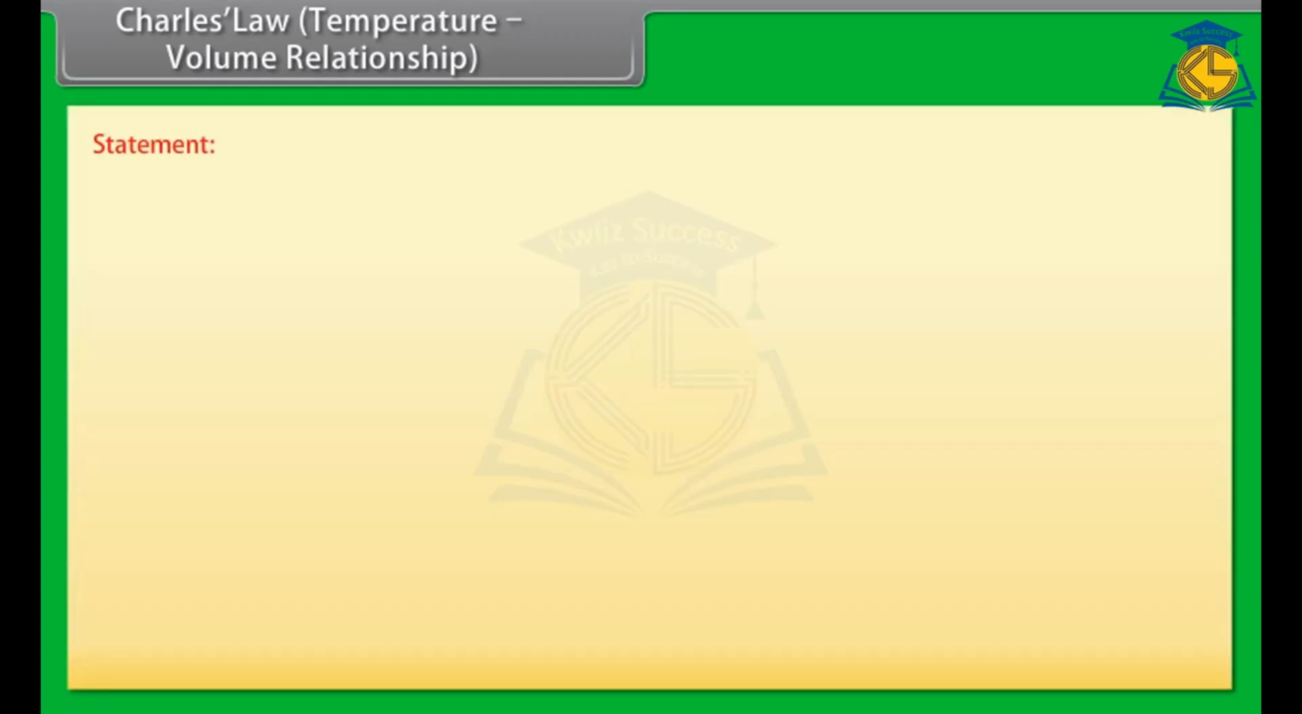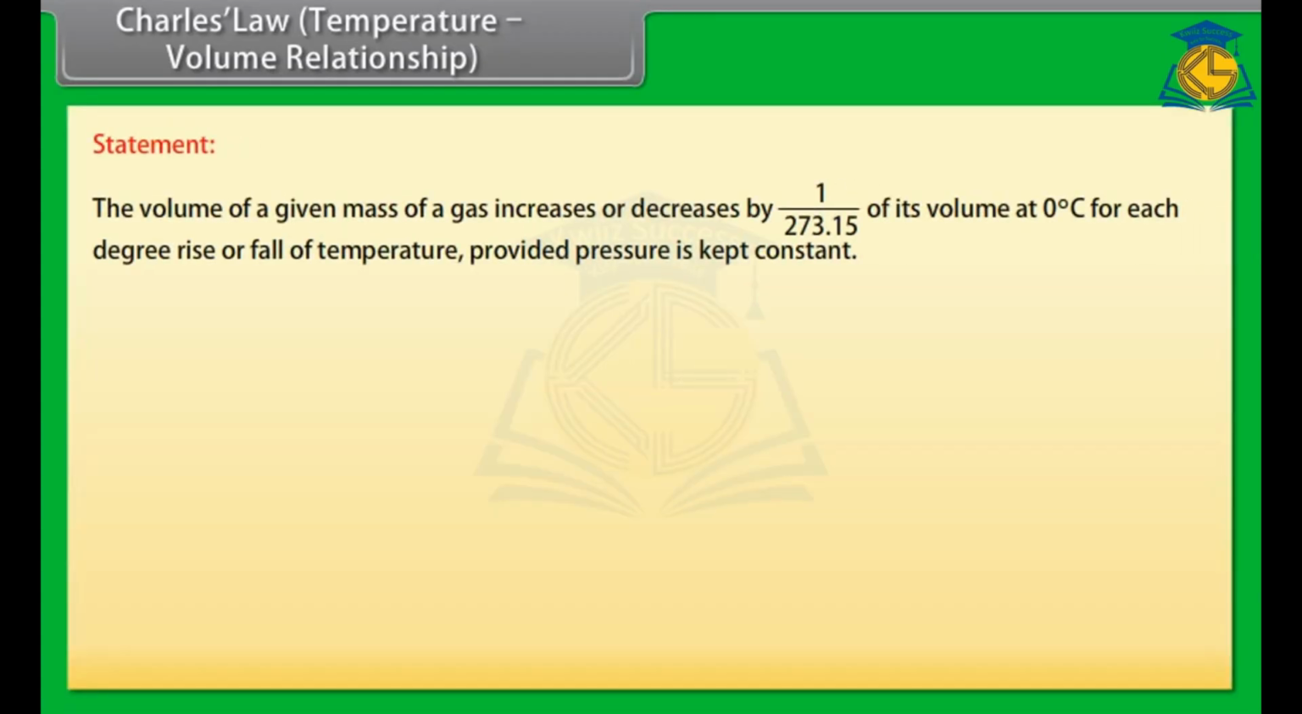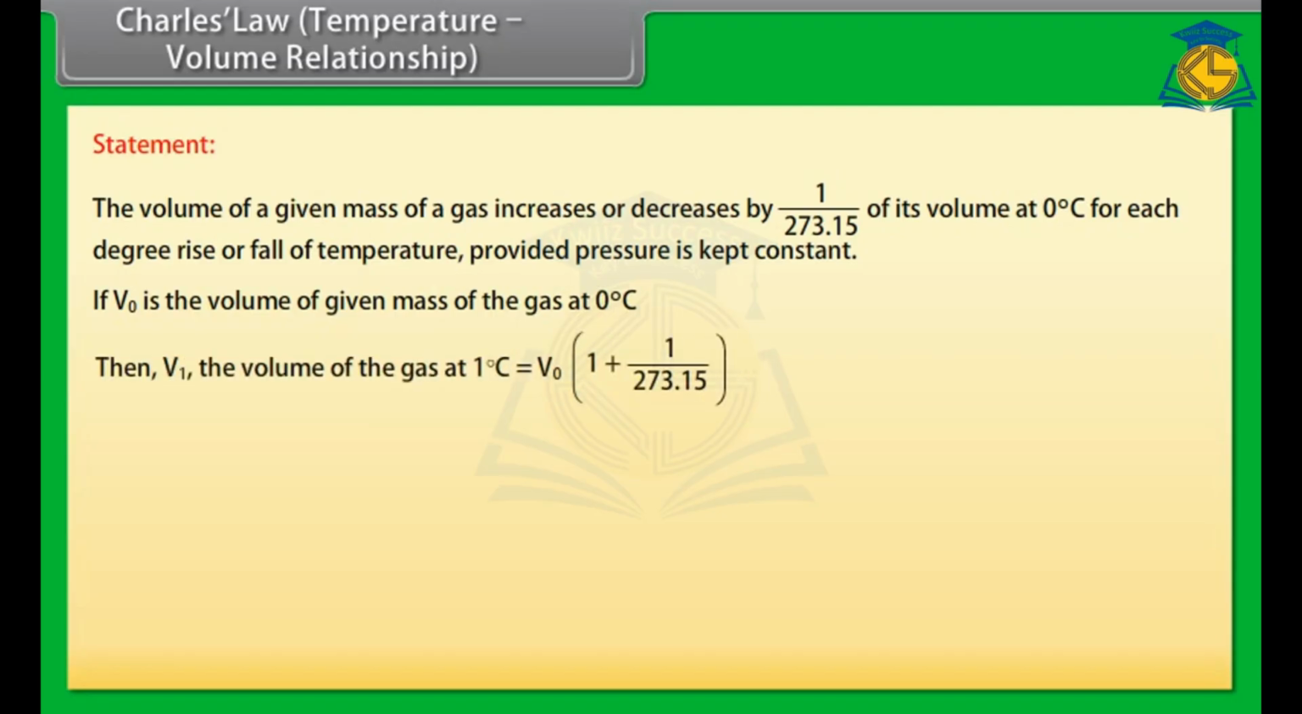Charles' law. Temperature-volume relationship. Statement. The volume of a given mass of a gas increases or decreases by 1 by 273.15 of its volume at 0 degrees Celsius for each degree rise or fall of temperature, provided pressure is kept constant. If V0 is the volume of a given mass of a gas at 0 degrees Celsius, then V1, the volume of a gas at 1 degree Celsius, is equal to V0 into 1 plus 1 by 273.15. Vt, the volume of gas at T degrees Celsius, is equal to V0 into 1 plus T by 273.15.